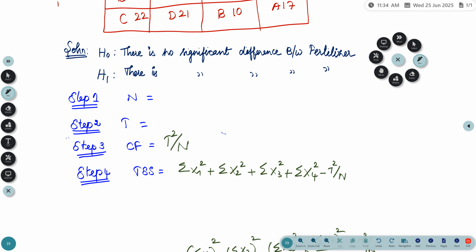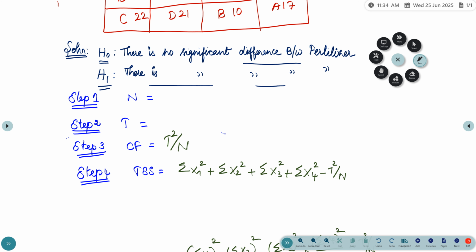First, let us set H naught. What is H naught? H naught is there is no significant difference between the fertilizers. H1 is there is significant difference between the fertilizers. Next, we are going to see the steps. Here, we are going to perform 7 steps.